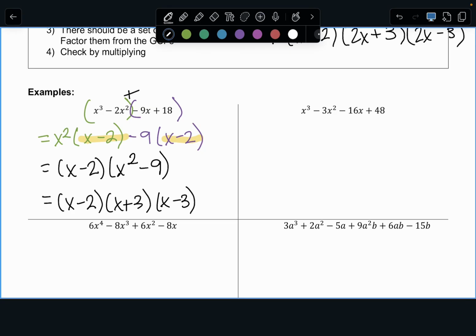So, since you guys are kind of used to it, I want you to try this one on your own. Okay, we'll do the bottom two together, but try this one on your own. There's no GCF, so just go straight into grouping. Yeah, you've done it before, we just technically haven't called it factor by grouping.